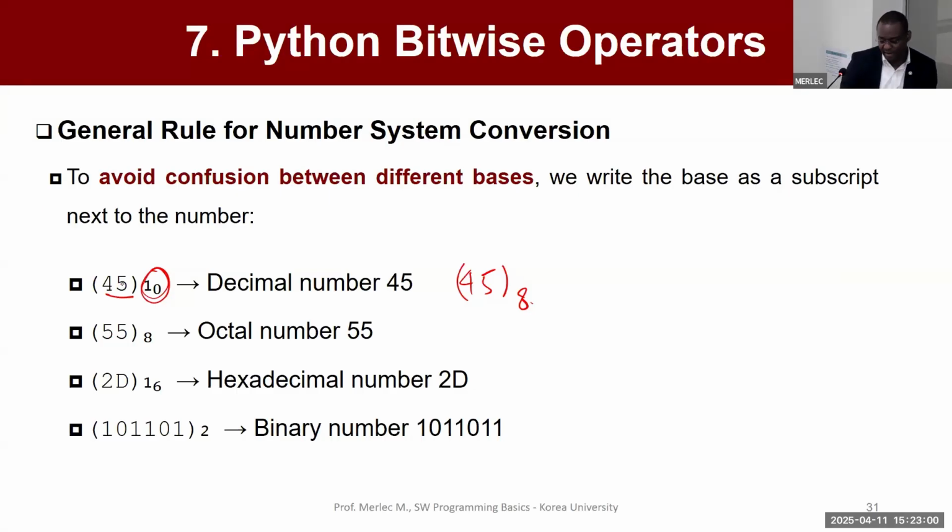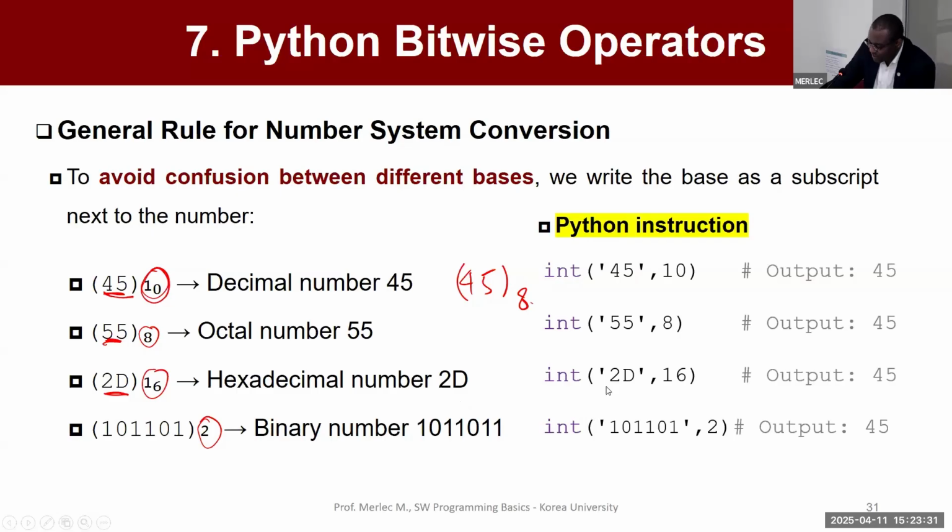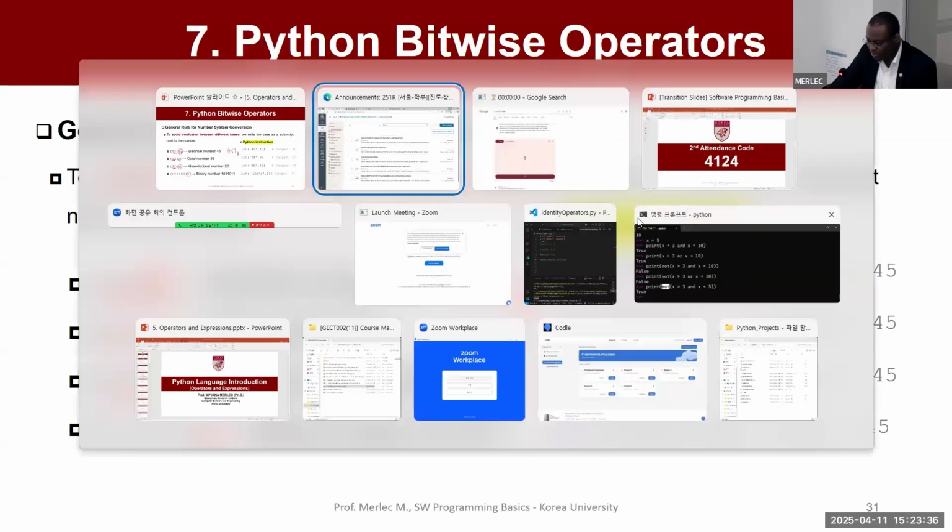So this 45 in the decimal system, when we would like to get the same number in the octal system, it will be equal to 55. In hexadecimal with base 16, it will be 2D. And in binary, to the base of 2, it will be 101101. Okay, let's check that in Python. For you to check that, you can use this approach. I will do that quickly.